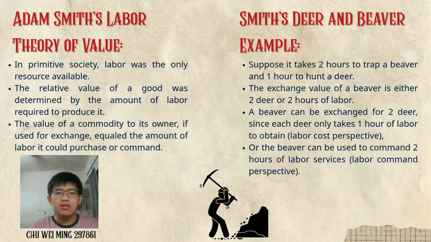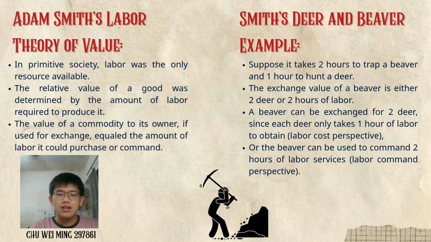I'll now talk about Adam Smith's labor theory of value. In primitive society, labor was the only resource available. The relative value of a good was determined by the amount of labor required to produce it. This means that the value of the commodity to its owner, who uses it for exchange, is equal to the amount of labor that it can purchase or command.